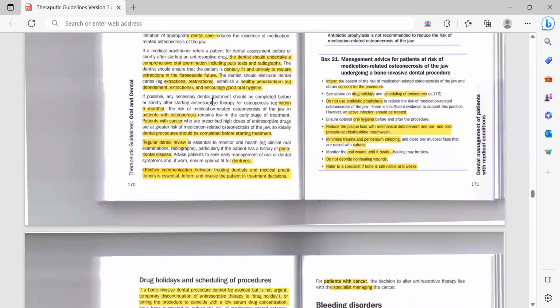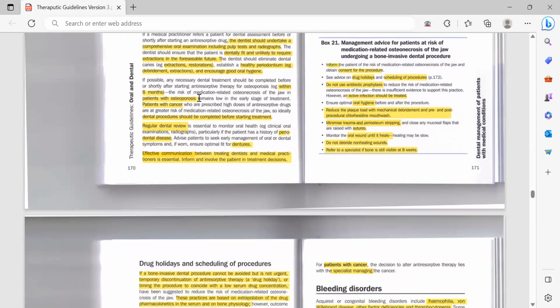If possible, any necessary dental treatment should be completed before or shortly after starting the anti-resorptive therapy for osteoporosis, that is within 6 months. So, for the patient who has osteoporosis and they have started the anti-resorptive therapy, then you need to complete their dental treatment as soon as possible, within the first 6 months only. The risk of MRONJ of the jaw in patients with osteoporosis remains low in the early stage of treatment.